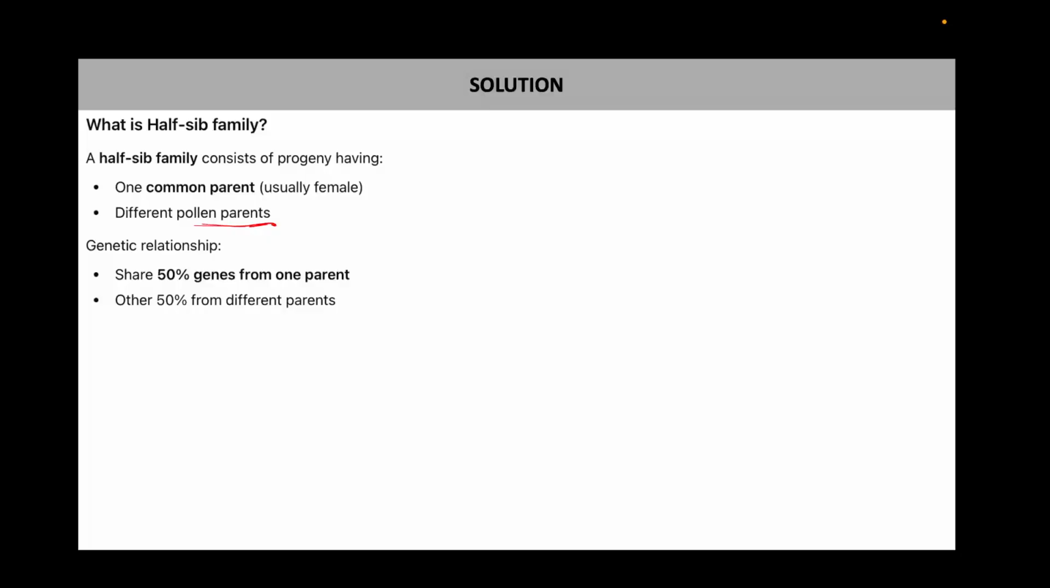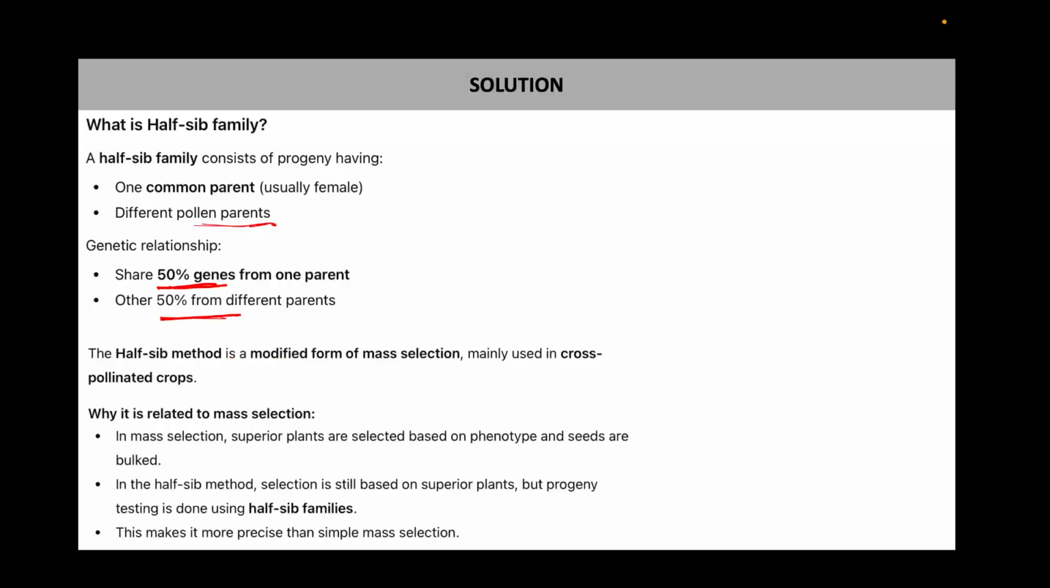So in this case, 50% genes will be from one single parent, and the other 50% will come from different parents, and that will produce different types of recombinations of the gene, and then the best one out of it is selected. So basically, the half sib method is a modified form of mass selection because we don't know the genotypes, but we keep on changing the male parent so that in expectation the outcome will give some superior kind of phenotypes, and then we will simply select them and go on with the procedure of mass selection. Okay. And it is also used in many cross pollinated crops.